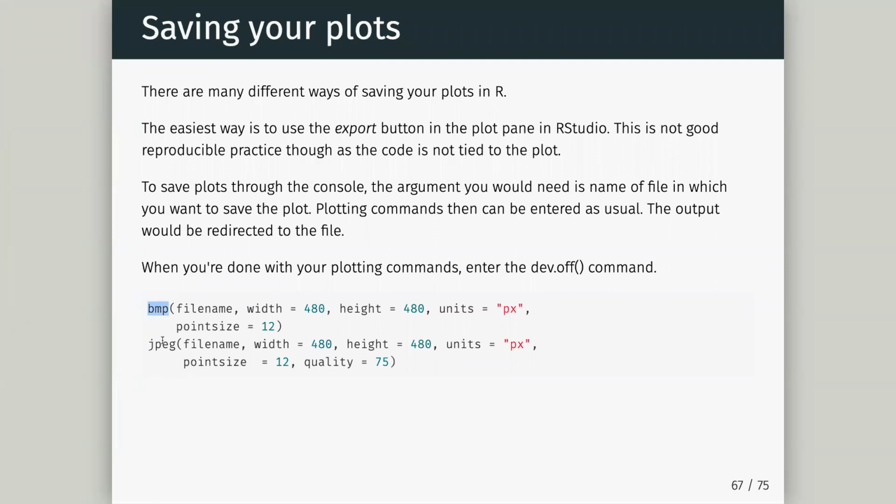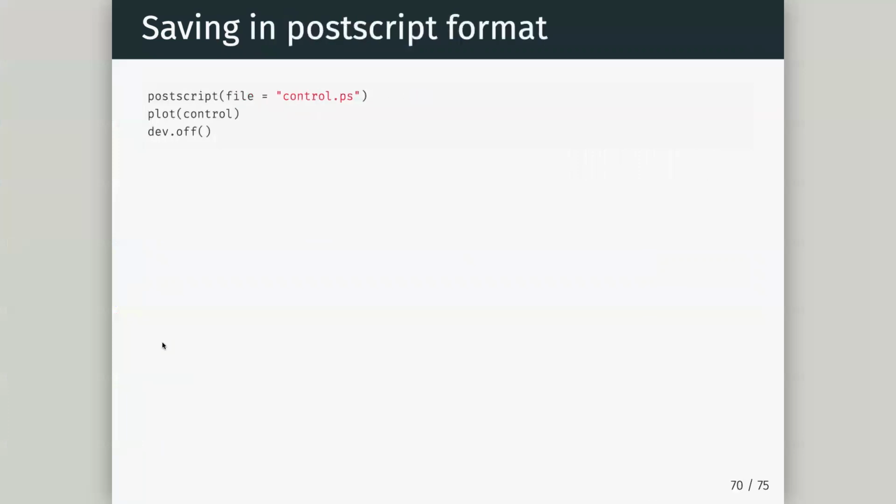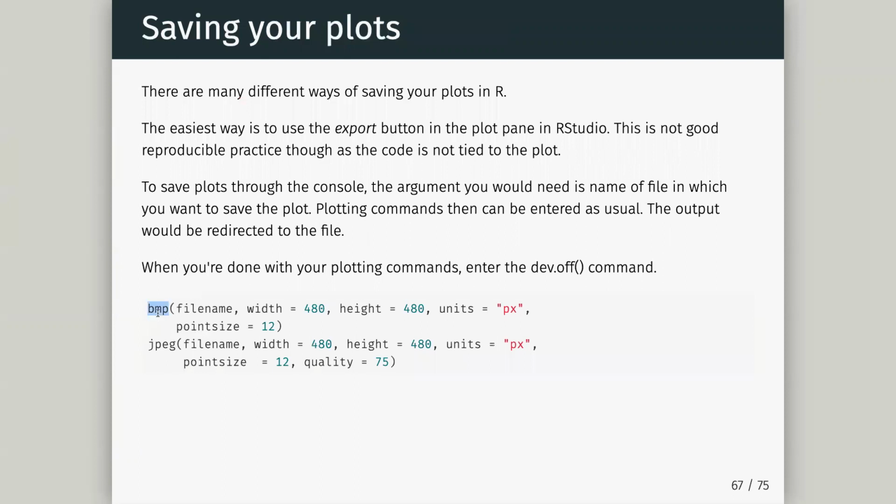So one thing we can use is these kind of wrappers here, this BMP, say, or JPEG. And I think all the different types of file will have their own version of this. But really, they take the same kind of setup. They take the file name, where you want to write to, so the full path to the file, the width, the height you want. In RStudio it depends on the size of your window, but here you can set this up front, tell it the units, and then you can tell it things like the point size.